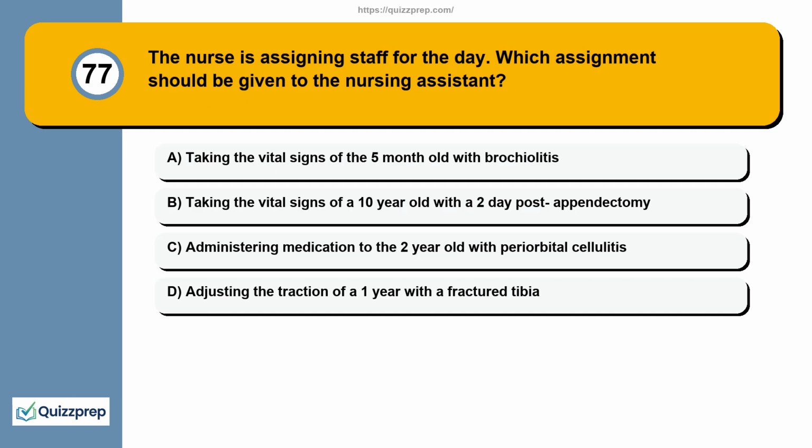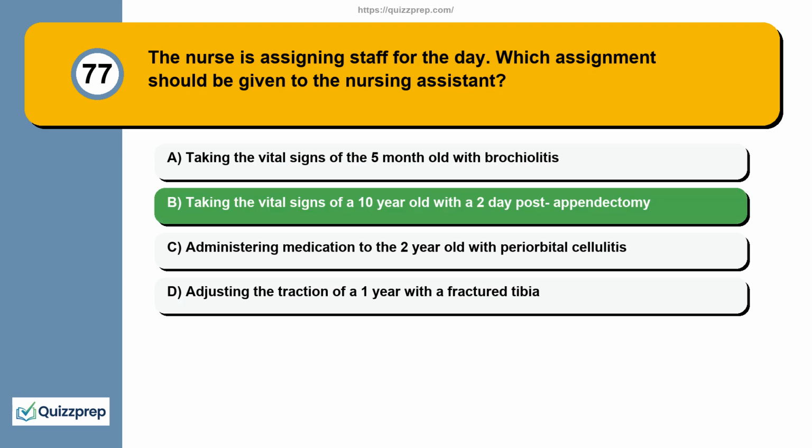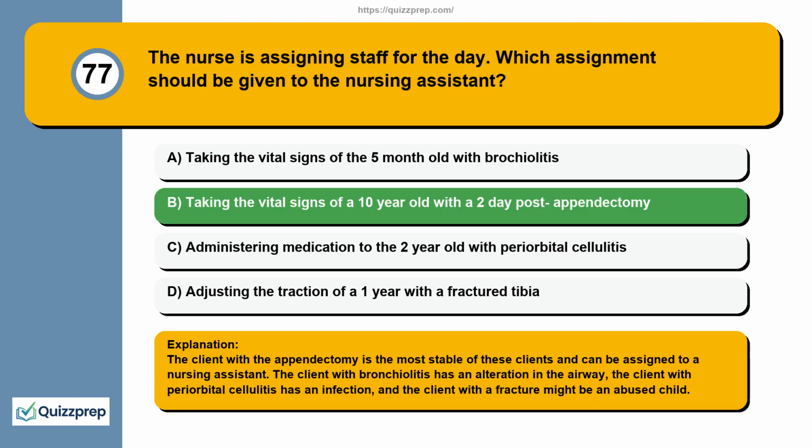Question 77. The nurse is assigning staff for the day. Which assignment should be given to the nursing assistant? Taking the vital signs of the 5-month-old with bronchiolitis. Taking the vital signs of a 10-year-old with a 2-day post-appendectomy. Administering medication to the 2-year-old with periorbital cellulitis. Adjusting the traction of a 1-year-old with a fractured tibia. The client with the appendectomy is the most stable of these clients and can be assigned to a nursing assistant. The client with bronchiolitis has an alteration in the airway, the client with periorbital cellulitis has an infection, and the client with a fracture might be an abused child.